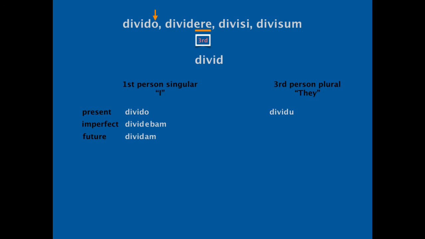We'll follow the same process as we work through the third person plural form of this verb. For the future tense of third conjugation verbs, a connecting vowel is not required, so we simply attach the ending to the base.